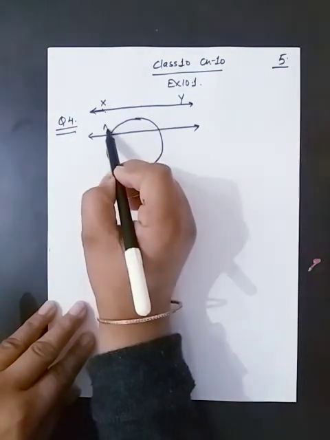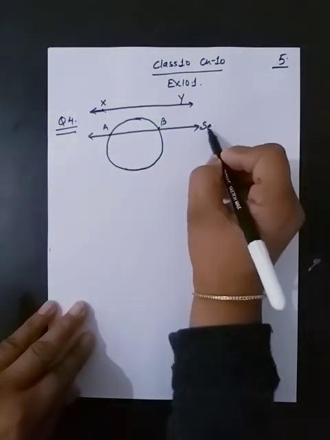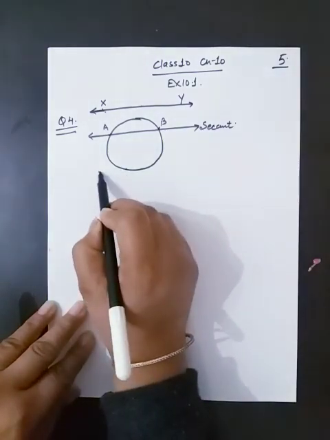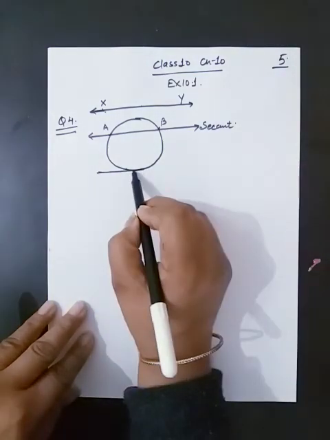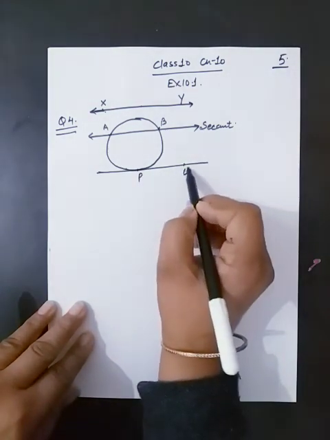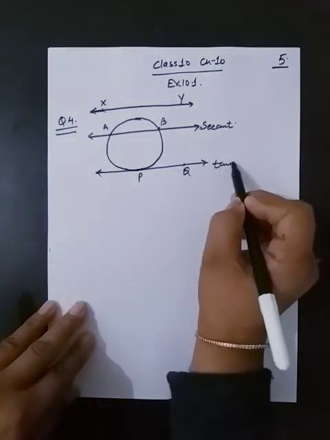This line is intersecting the circle at two points A and B. So this line is a secant. Similarly, I can draw a tangent PQ which is parallel to XY, and this line is called a tangent.